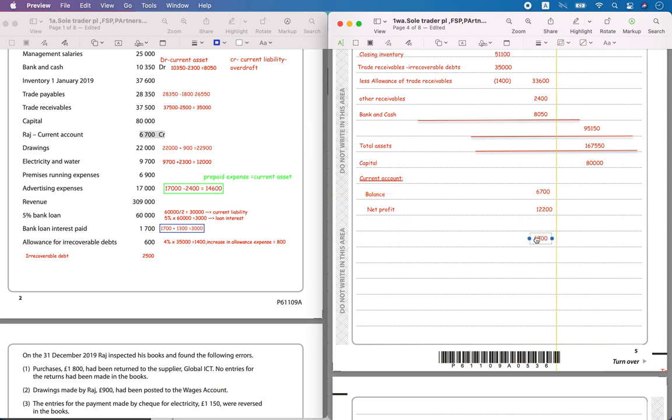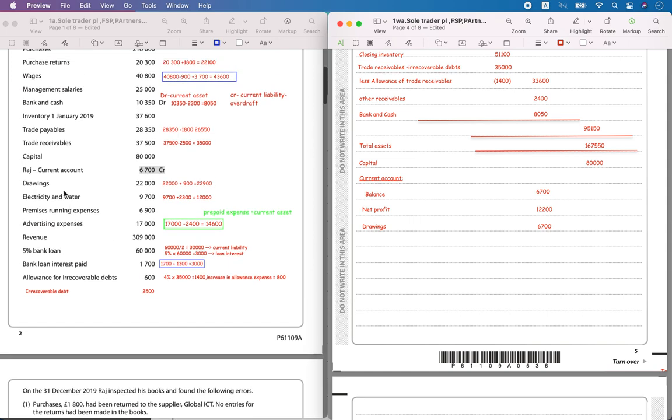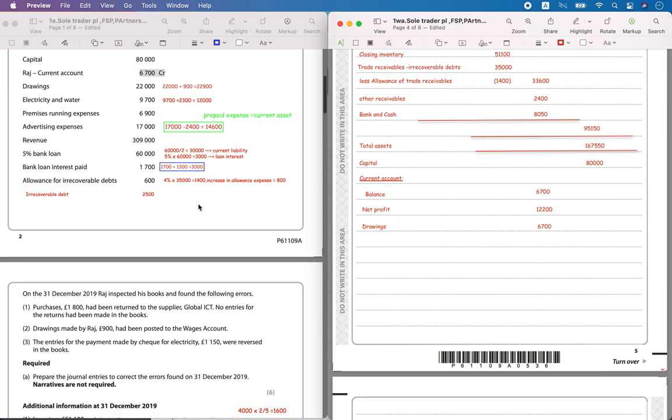Next we have the drawings. The drawings were around 22,900. It was already adjusted because there was an error in the books that was mentioned. This was also answered in the other video on error correction and journal entries. The drawings of 900 made by Raj had been posted to the wages account, so it was not included in this. So I'm going to get extra drawings. So 22,000 plus 900 should be 22,900. So that is what I'm writing here.